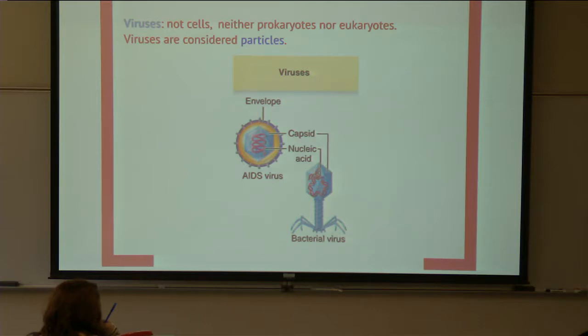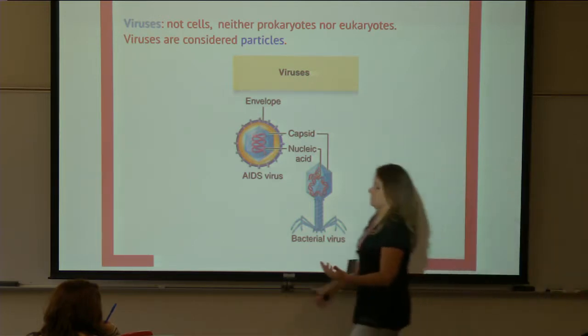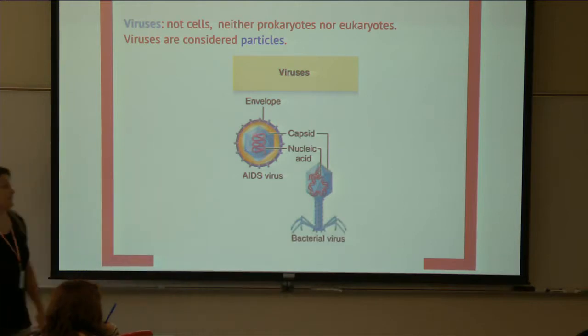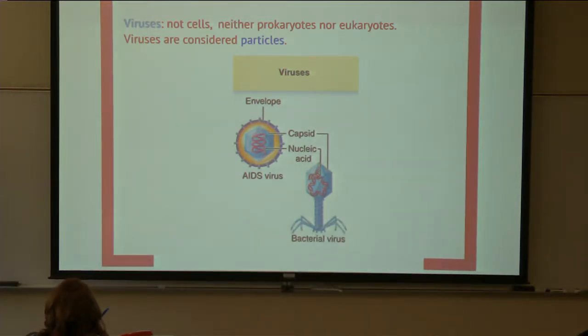The other thing is something called autopoiesis. That means you're able to undergo self-metabolism and so on. These guys cannot do anything on their own. They cannot undergo their own metabolism. They cannot generate ATP, nothing. The only way that any of that would get done is if they were inside of a host cell.